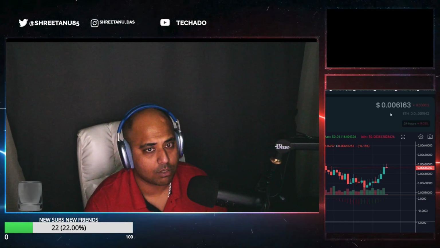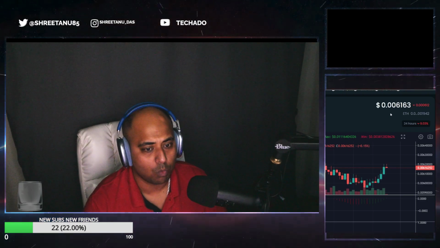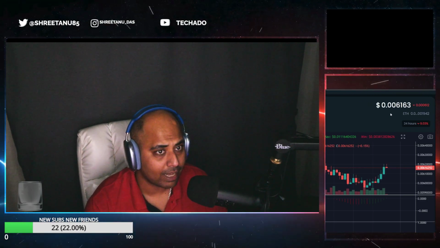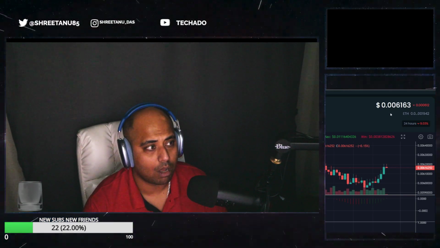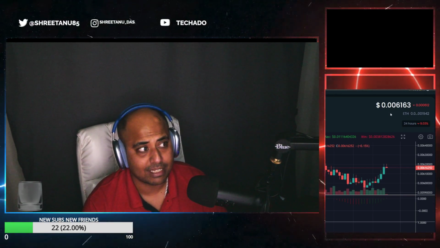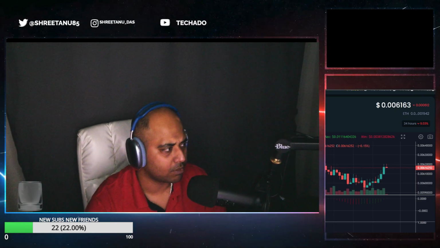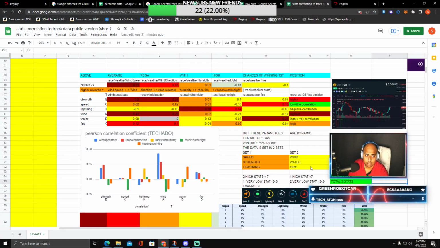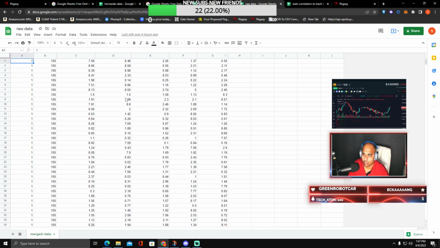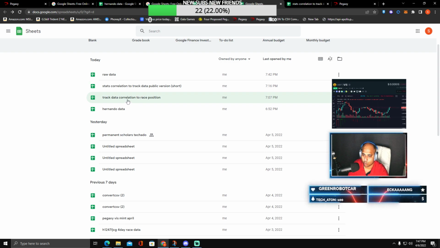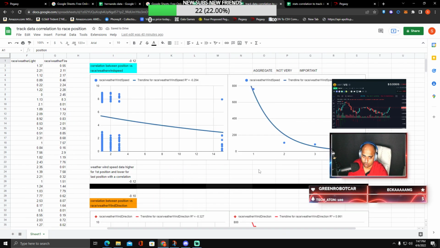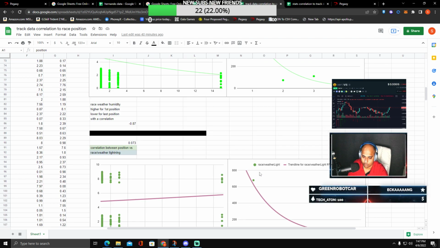I think the safest route is to watch wind, because again, wind is a cofactor for track, race, and everything. I'm just refreshing your memory before I leave. Is that go to stats correlation? No, not stats. Go to this document which I have shared down below. Go to track data correlation to race position and scroll all the way down.